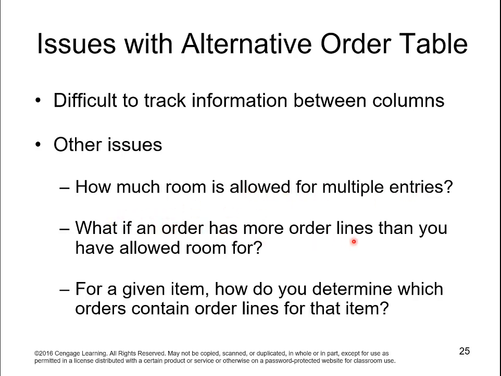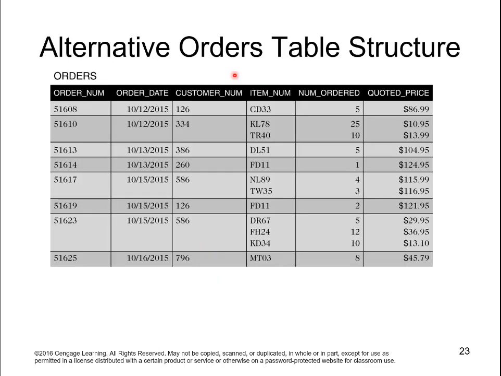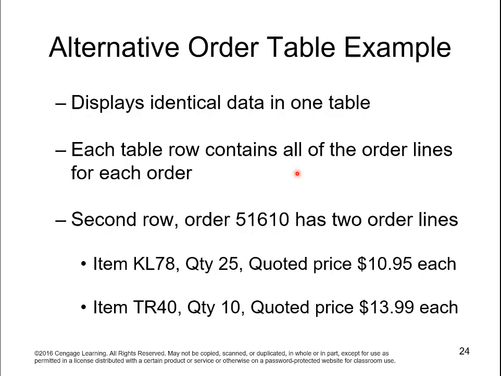What if an order has more order lines than you have allowed room for? And for a given item, how do you determine which order contains order lines from that item? So it's always these different issues that tend to make us not use this type of setup. And again, in week 2, we'll talk a little bit more about the problems with this.